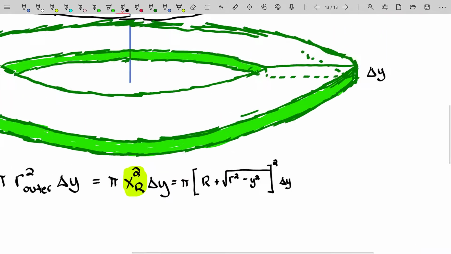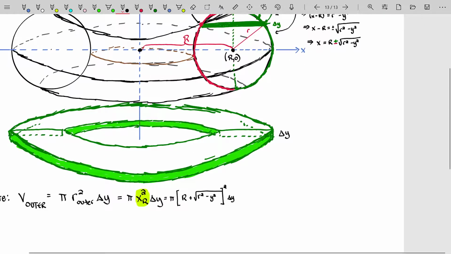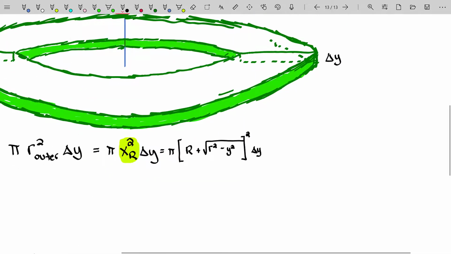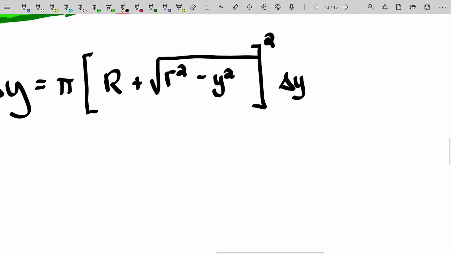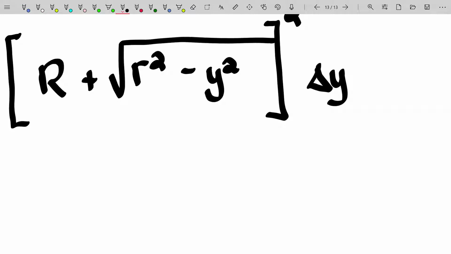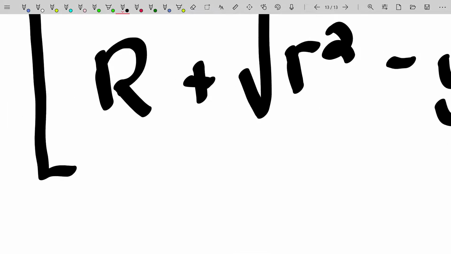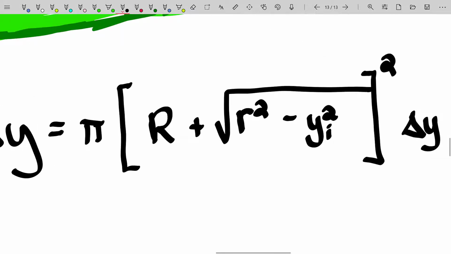Now let me just double check my formula and make sure I did everything correctly. I did. Okay, so one thing I do want to note here, technically that y should be a y sub i, because you're looking at the y value at the ith slice. The capital R and little r, those are constants, like the radius of the donut and the radius of the circle. Somebody will hand us those numbers later.